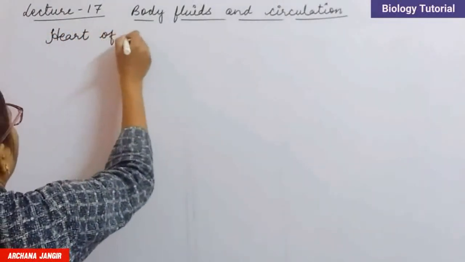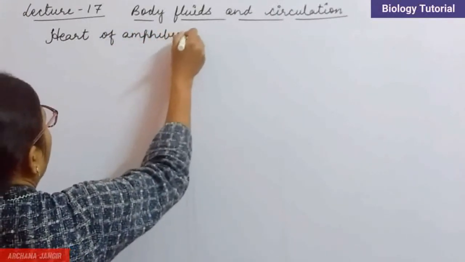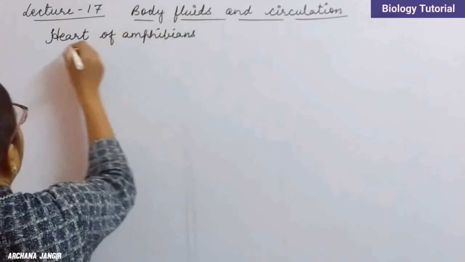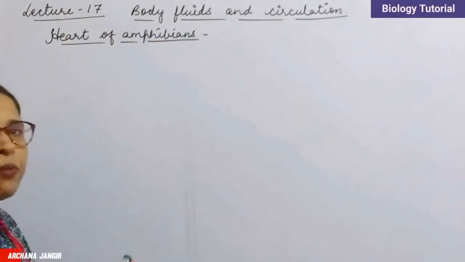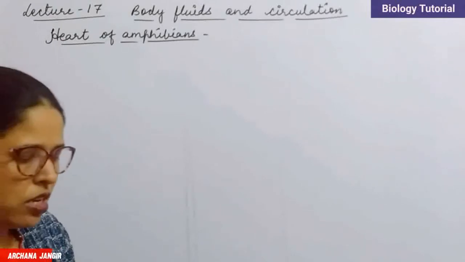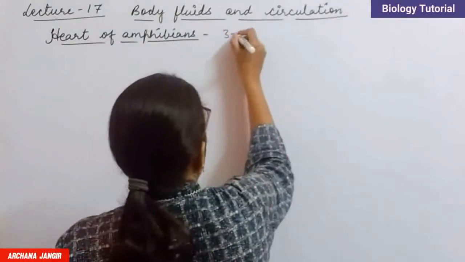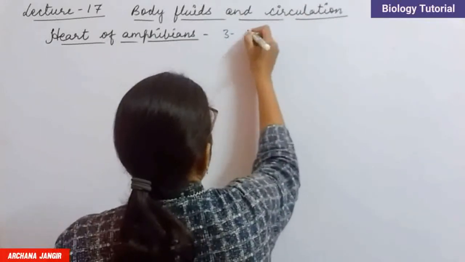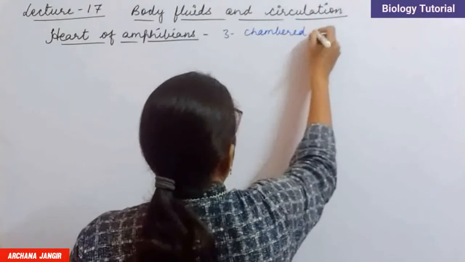Heart of amphibians. In amphibians, the three-chambered heart is present. So, in case of amphibians, which type of heart is there? Here is the three-chambered heart.